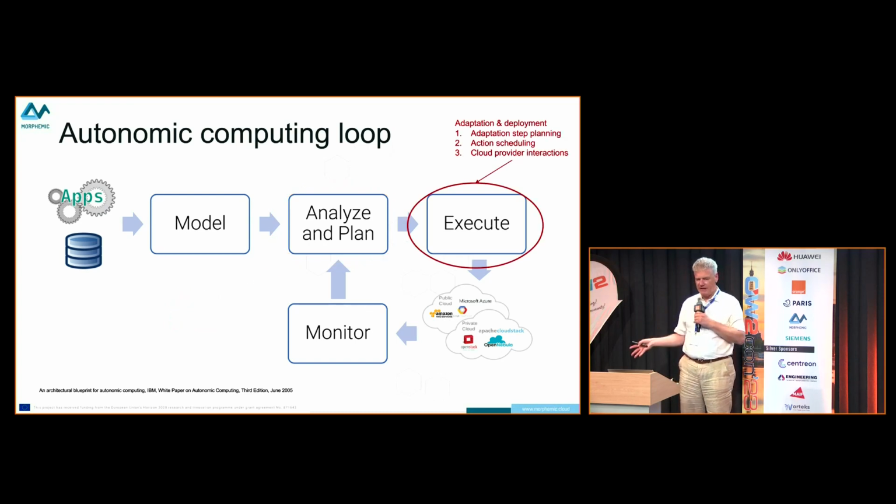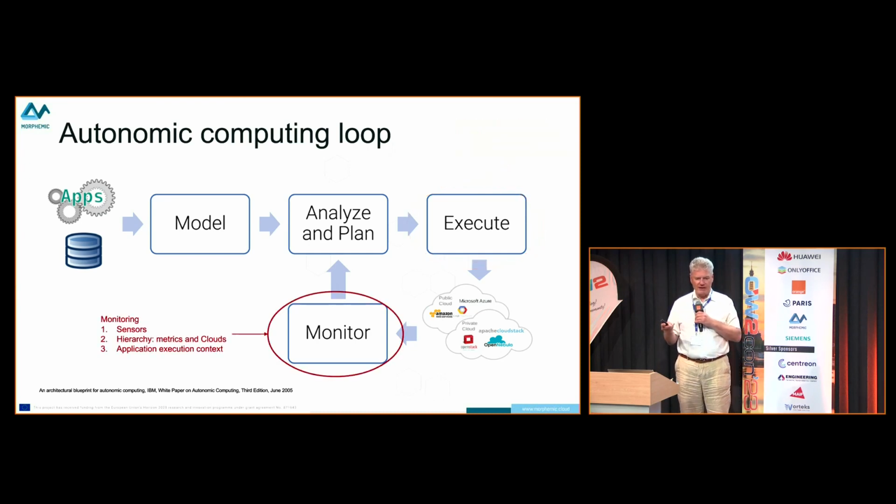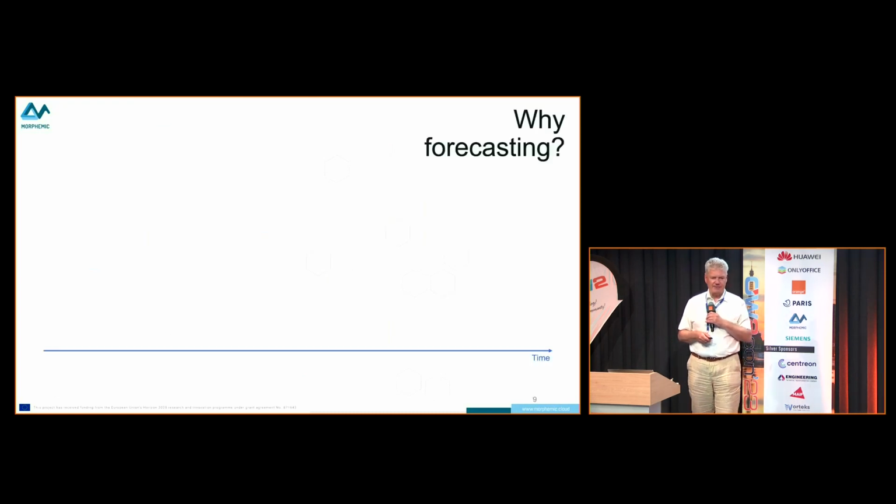Then we deploy the application, and with the deployment we also deploy tools to monitor the application so that at any time we are able to know where the application is running and how it is running on those locations. Based on that, we again do a new optimization to see if there is a better option to deploy the application elsewhere.